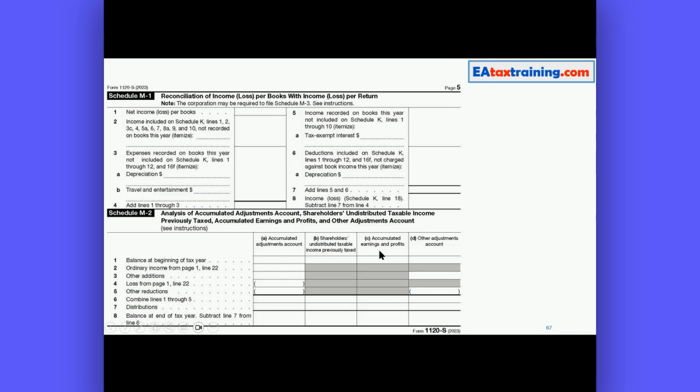Then you're going to have accumulated earnings and profits. So this is the earnings and profits from when you were a C Corp that has not already been taxed. And then you have your other adjustments account, which of course keeps track of the non-taxable and non-deductible S Corp items. So all of those things are tracked on Schedule M2.